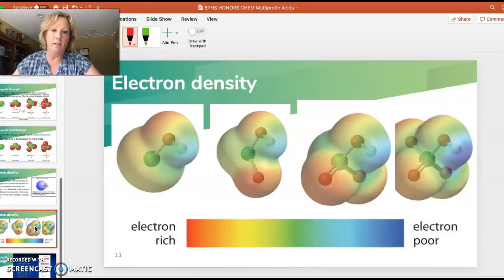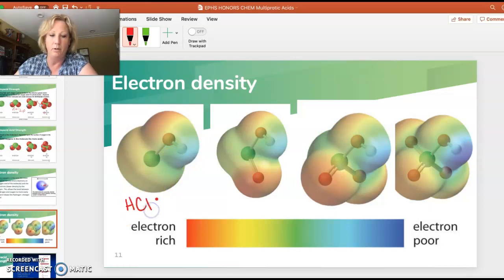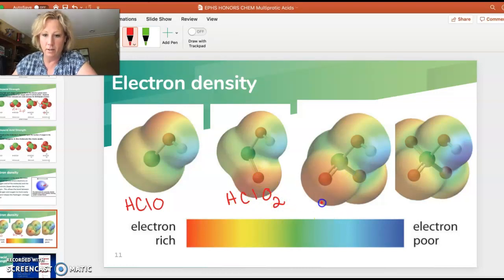So then what I did is I found these density diagrams of those 4 acid molecules. So this is hypochlorous. I have to think about my naming system. This is chlorous. And then this was chloric acid, and then HClO4, perchloric acid. So if you look at the key down here, the red in the diagram is representing a higher density or more electrons, and the darker the blue, the less electron density.